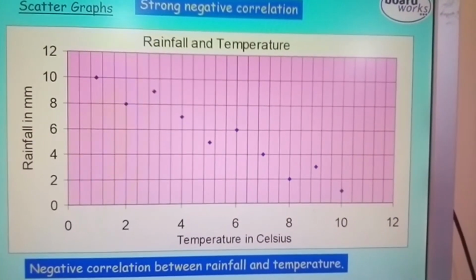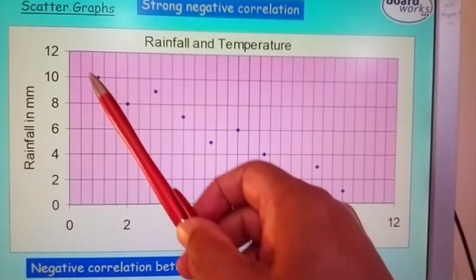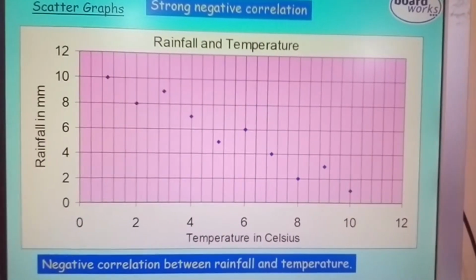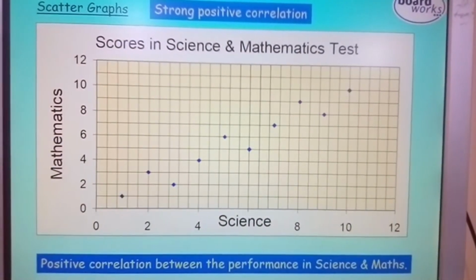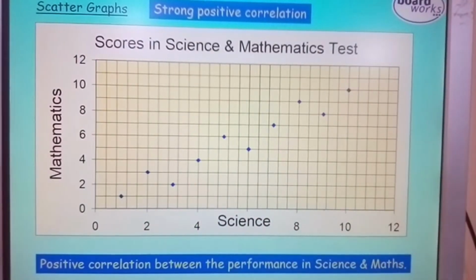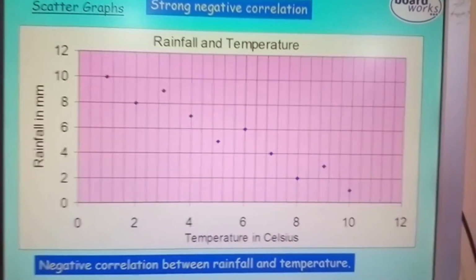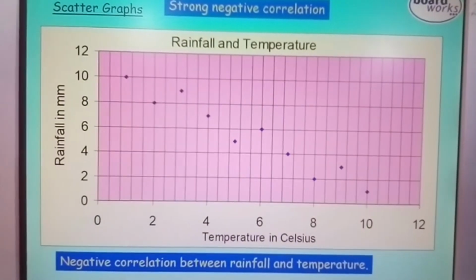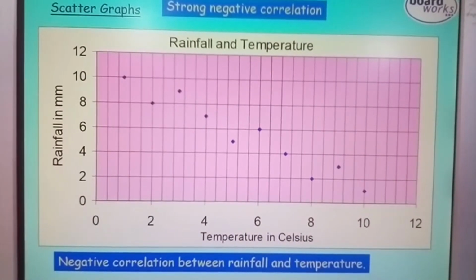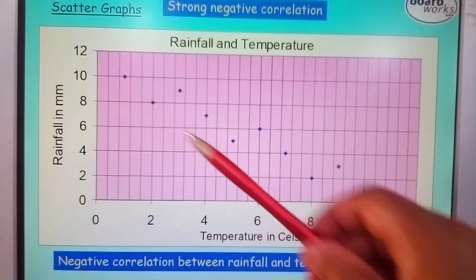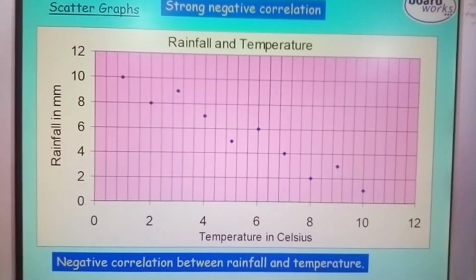Now here you have strong negative correlation. You can see here that the graph is actually declining, whereas, let me just go back a little bit, here you can see that the graph is actually rising. And this is simply between rainfall and temperature, purely for illustration again.